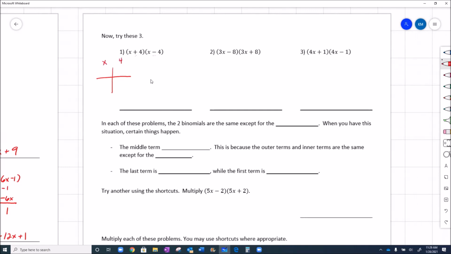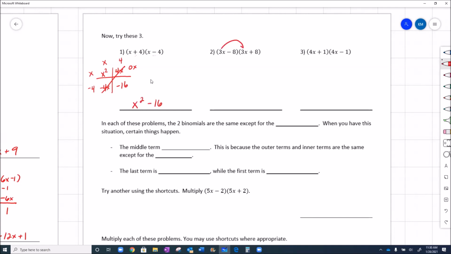x plus 4, x minus 4. That gives us x squared, 4x, negative 4x, negative 16. When we add our like terms together, we have negative 4x and positive 4x. They cancel out, gives us 0x. So in our final answer, we just have x squared minus 16.